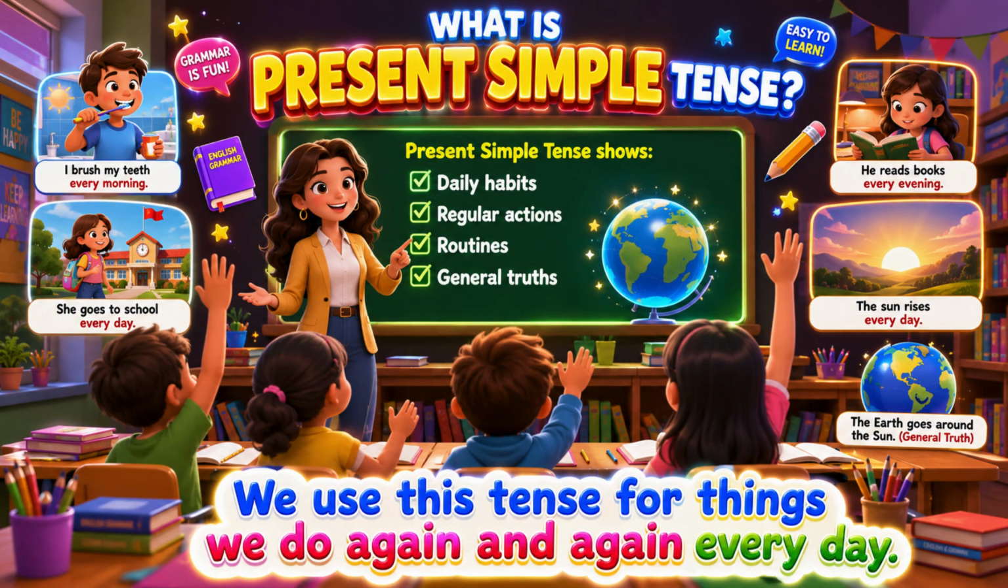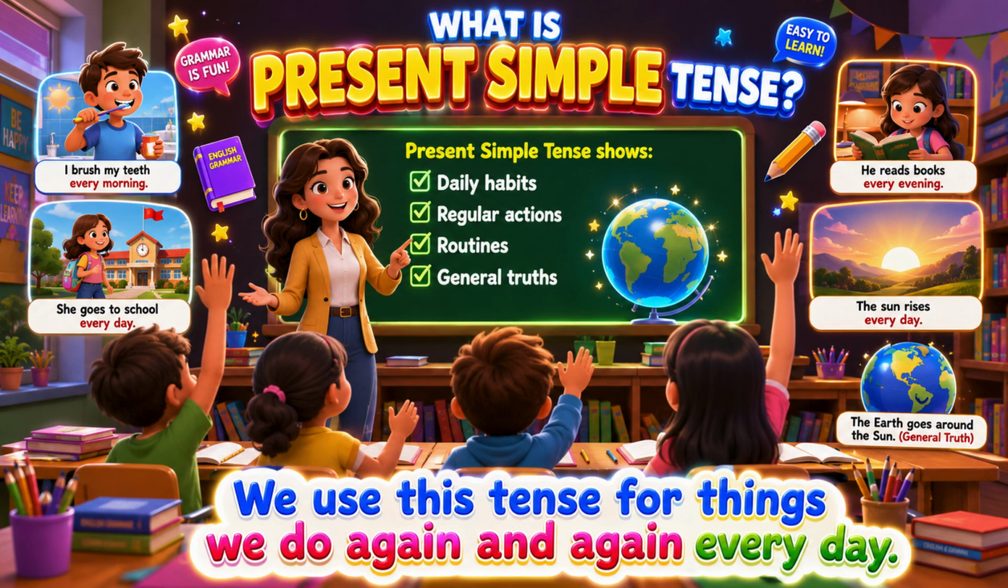Now let's understand what is present simple tense. Present simple tense is used to talk about things that happen regularly or every day. This tense shows daily habits, regular actions, routines, general truths. For example, I wake up early. She goes to school. They play cricket every evening. These are actions people do again and again.